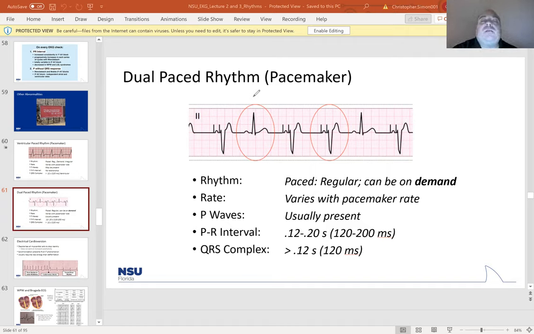So that's just the difference. If it's a regular pacemaker, it's just a ventricular pacer. If it's a dual chamber, they call them dual chamber pacemakers, it stimulates the atrium and the ventricles with the pacer spike. And remember, the ventricles will still be a wide QRS. Okay. So that's pretty much it for that. Let me double check here, see where we're at.